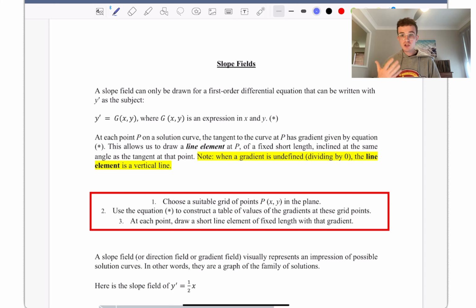So a first order differential equation is giving us the equation of the tangent at any point on our solution graph. Gradients have different values, and they mean how steep a line is. So we can draw line elements at different points P, of a fixed short length, inclined at the angle which that gradient represents. Now when a gradient is undefined, which is dividing by 0, we actually have a vertical line as our line element.